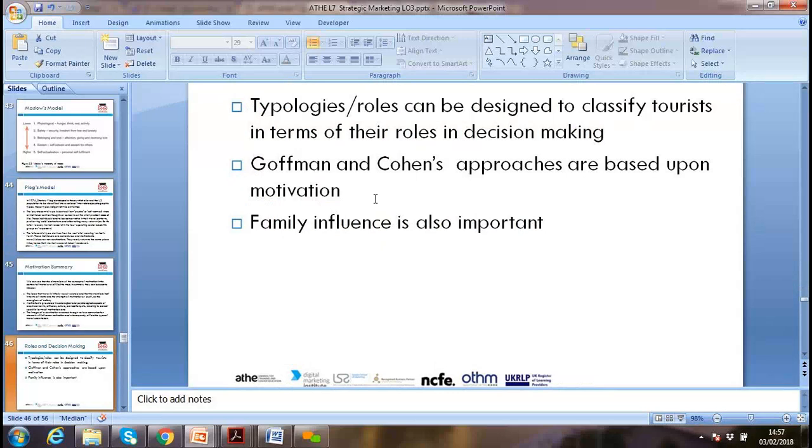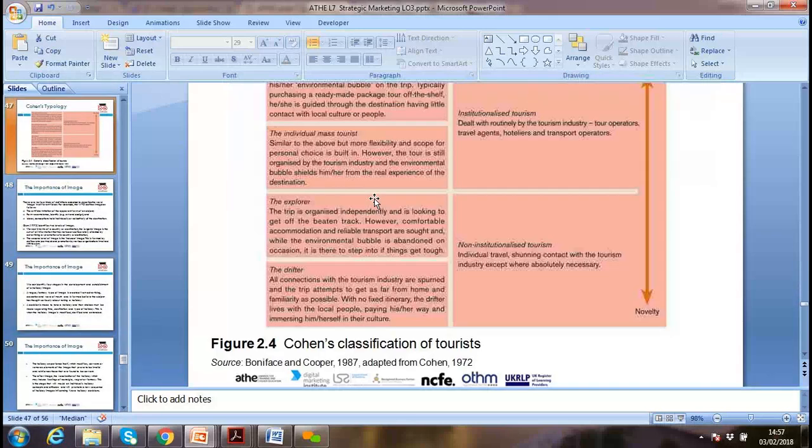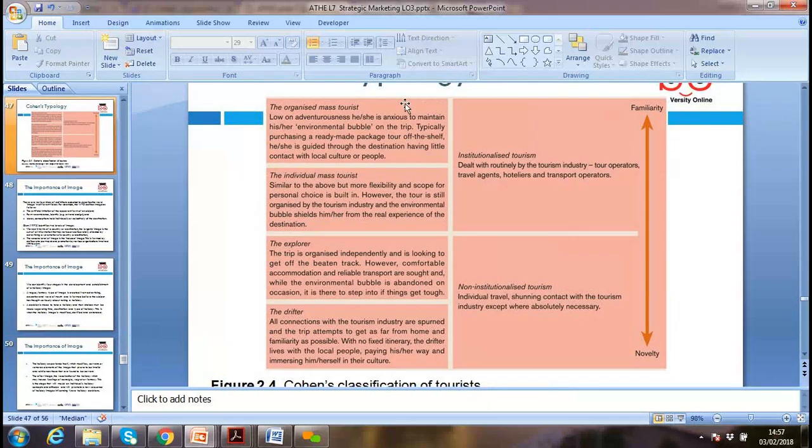According to Cohen and Plog, we need to look around. The approaches are based upon motivation; family influence is also important. According to this model, we need to look at the organized mass tourist, who is low on adventure. He or she is anxious to maintain their environmental bubble on the trip, because they just want to purchase a ready-made package tour. This is all about that. I added a few examples from the tourism industry, so it's good to read.